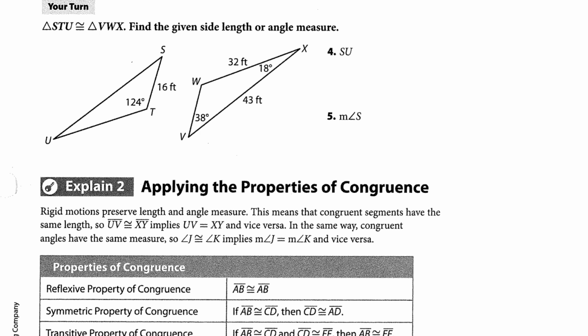Triangle STU is congruent to triangle VWX. Find the given side length or angle measure. SU, that is the first and last letter, so it's going to match up with VX. VX is 43 feet, so SU must also equal 43 feet. B. The measure of angle S. S matches up with V, and V is 38 degrees, so the measure of angle S must also be 38 degrees.